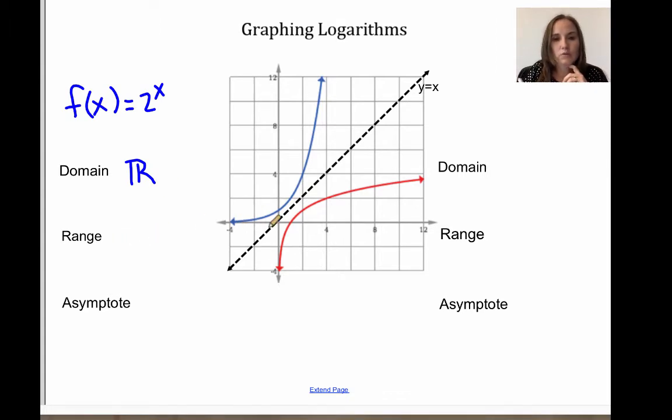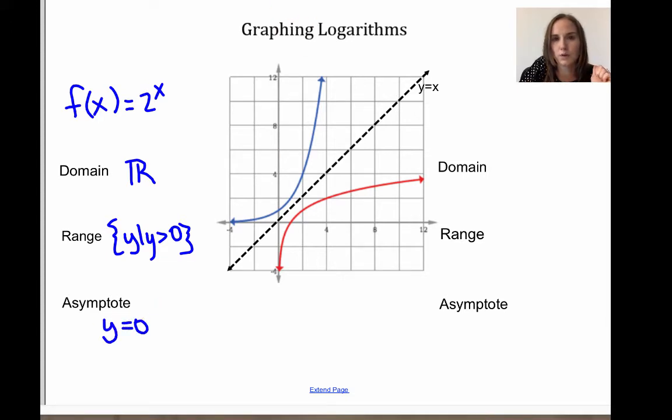And then the range. The range remembers your y values. So the range here, well, we never touch 0, but we get really, really close to 0. So we're going to say from 0 to infinity, or y such that y is greater than 0. We cannot say equal to because we never land on 0. So y such that y is greater than 0. All right? And the asymptote here is this line right here, which is the x-axis, but we need to write any asymptote as the equation of the line. So the equation of the x-axis is y equals 0.